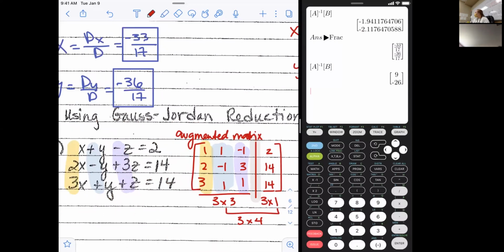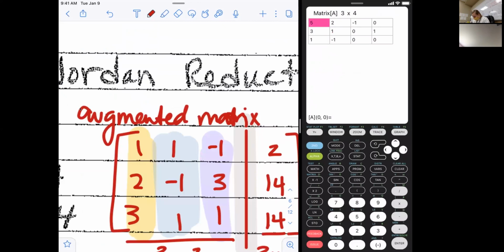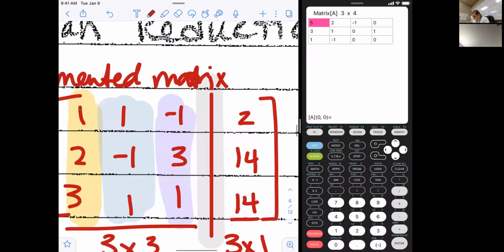Okay, there are 2 buttons I'm about to teach you. Let's start by putting this into the calculator though. Enter into your calculator. I'm just going to change matrix A to be a 3x4 with these numbers in it. So I'm going to edit it to be not a 2x2, but a 3x4, and put all of these numbers in. 1, 1, -1, 2, 2, -1, 3, 14, 3, 1, 1, 14.